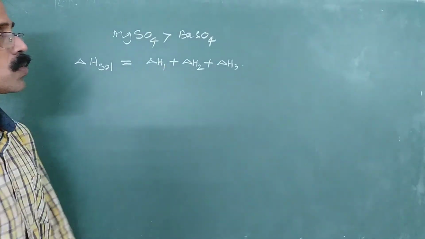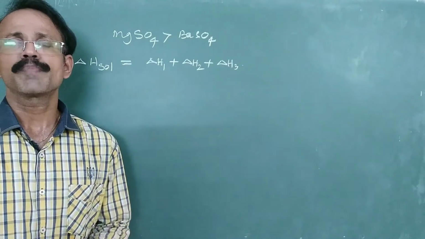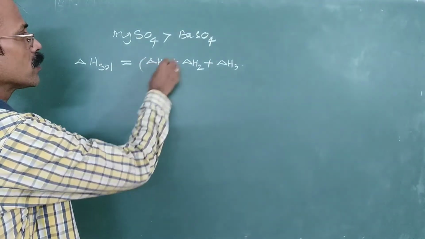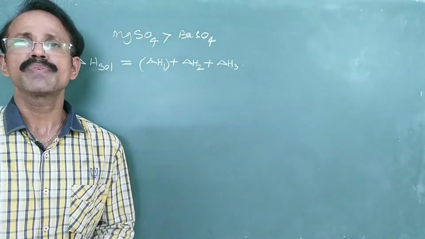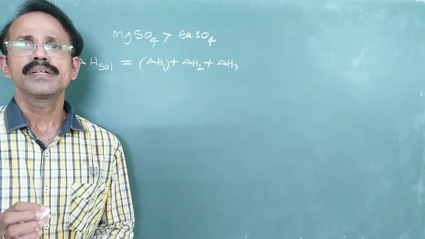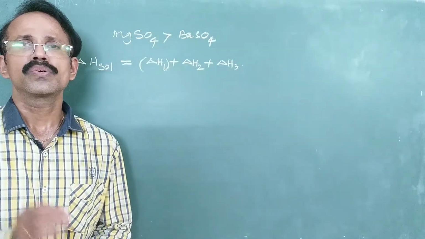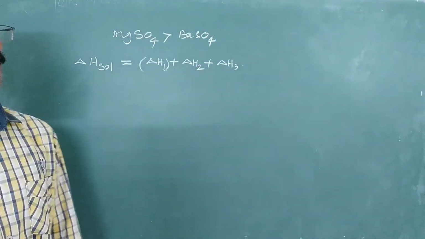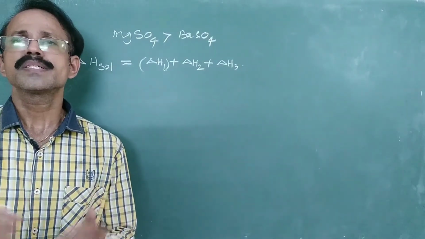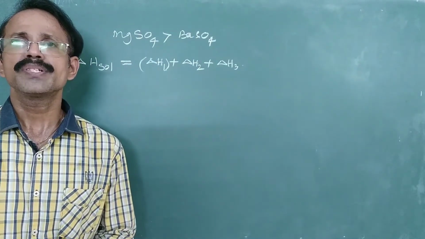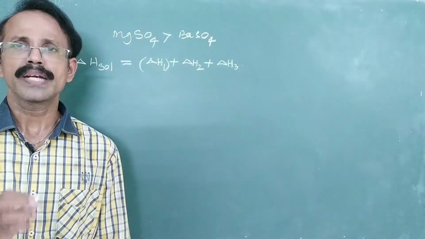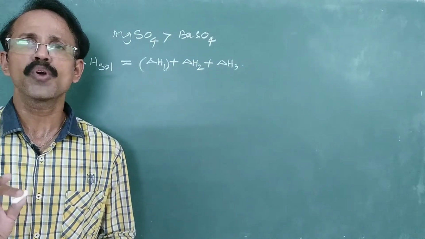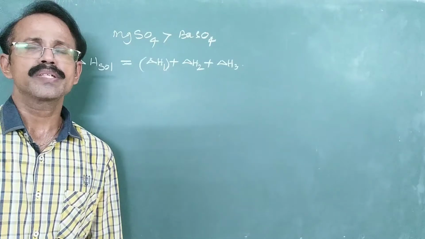In the first step, what happens? Solvent molecules are separated, and the enthalpy change is small and can be neglected, because the attractive forces between solvent molecules are weak or almost negligible. In the second step, the ions are separated, and the enthalpy change involved here is equal to lattice enthalpy. The energy required to separate 1 mole of crystal into oppositely charged ions is known as lattice enthalpy.